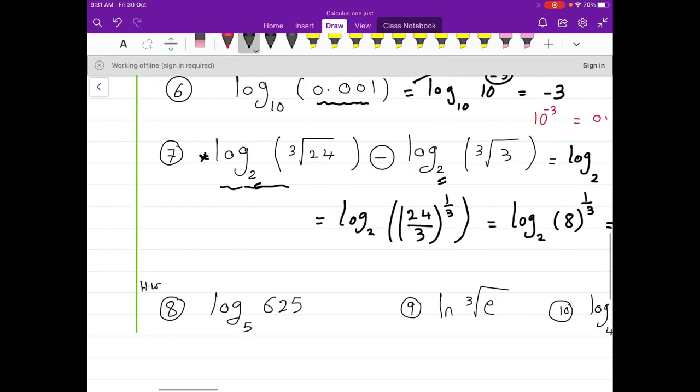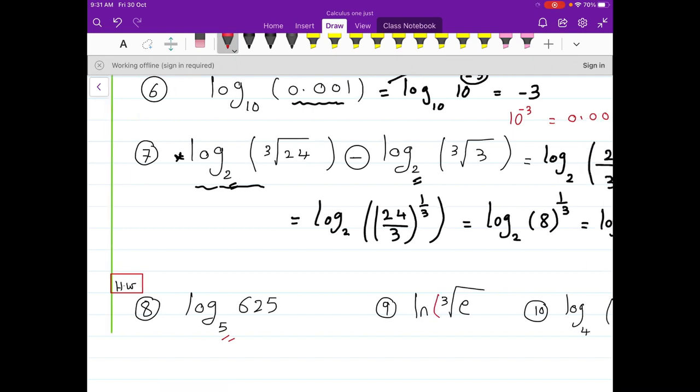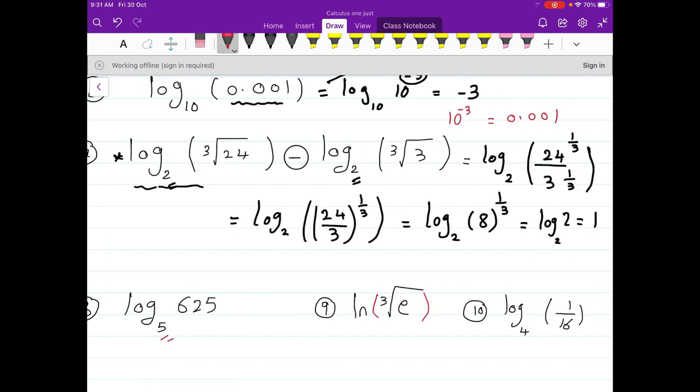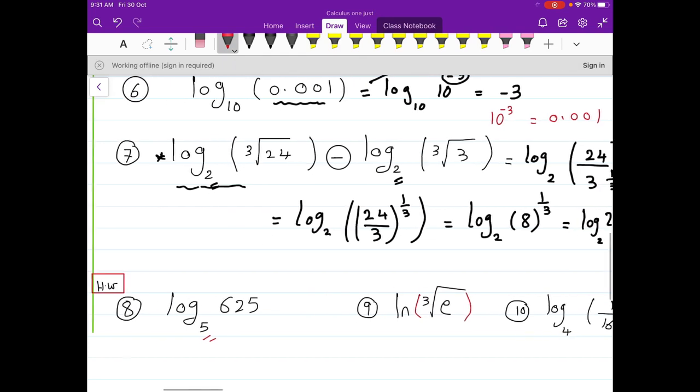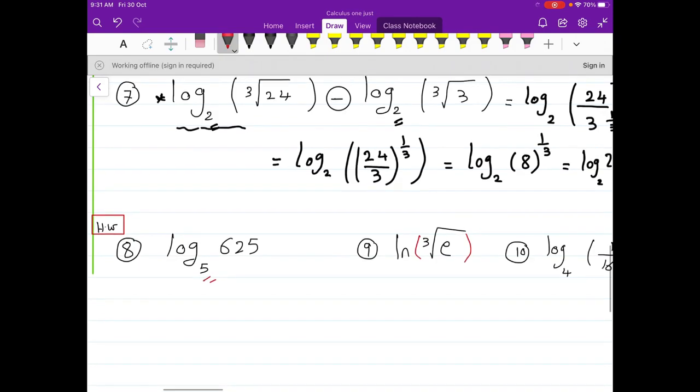So to practice more, try to do the homework: log 625 for the base 5, ln, the cube root, and log 4 of 1 over 16. In any way you can, solve it. Okay.